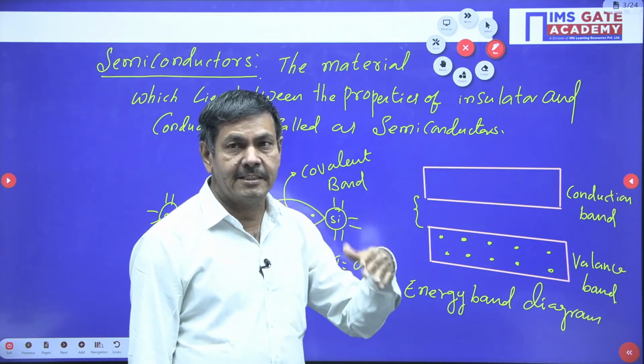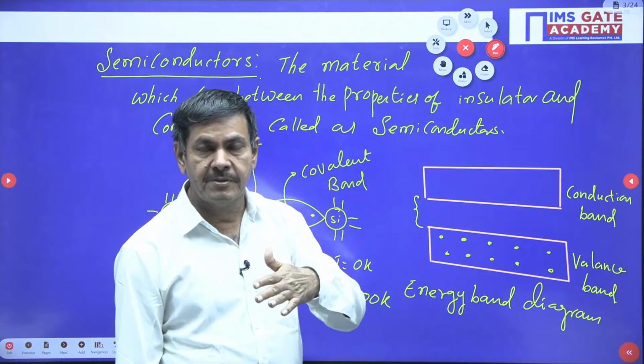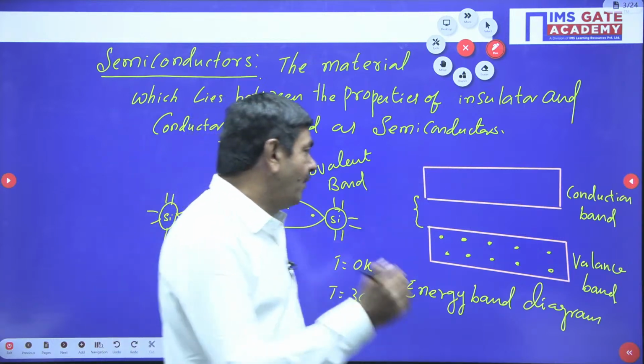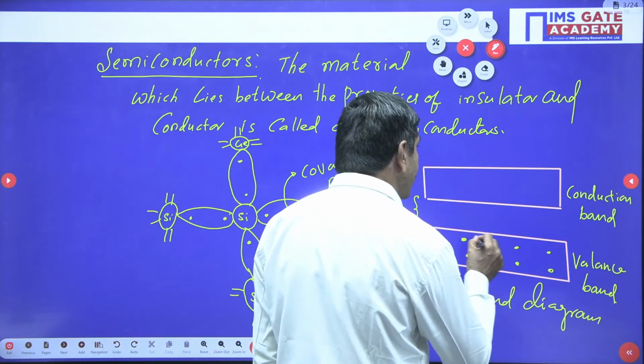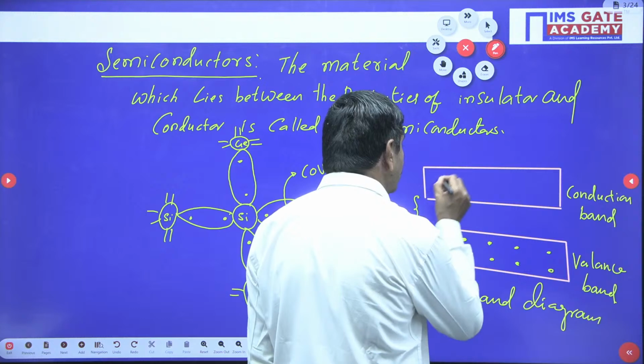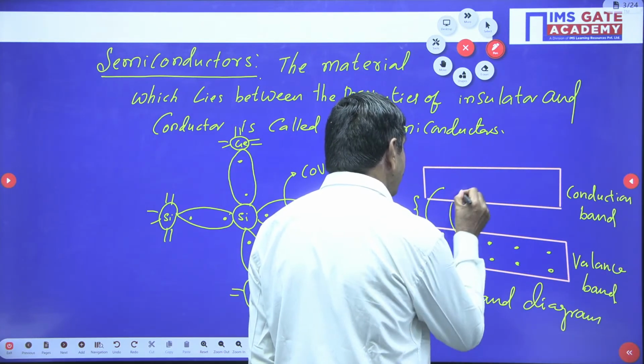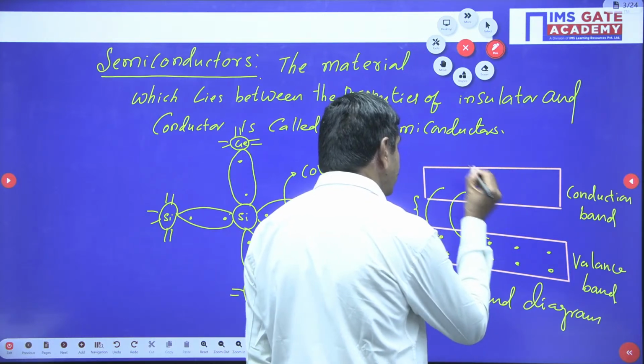Otherwise, the temperature is just enough to make the electrons liberate from the valence band. Once the electrons come out of the valence band, where are they reaching directly? The conduction band only. Electrons will try to move to the conduction band.